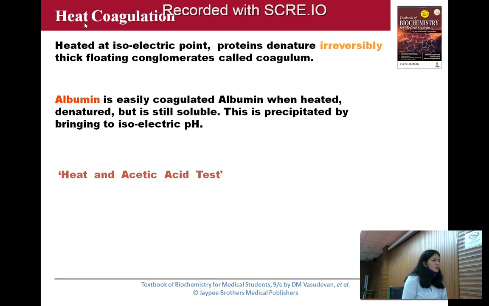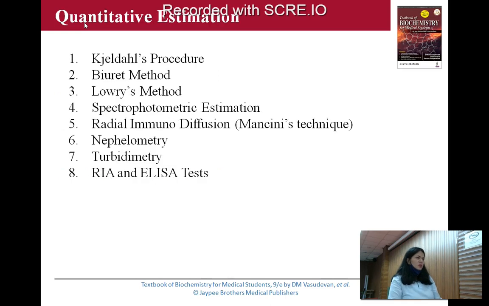Remember or not, Bence-Jones protein? Do you remember? Aditya, do you remember Bence-Jones protein? Yes, ma'am. So if you want to see whether Bence-Jones protein is present or not, we do the heat coagulation test. It gets precipitated out at a lower temperature when compared to albumin. Okay? Yes, ma'am.